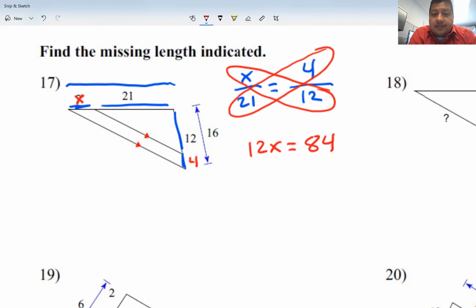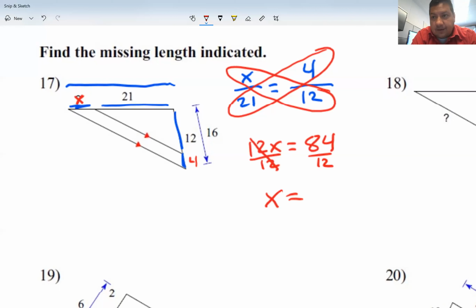To get the x by itself, I have 12x, technically 12 times x. The opposite of times is divide. Let me divide both sides by 12. So I cross out those 12s. Now I'm going to go x equals 84 divided by 12. Use a calculator if you need to. 84 divided by 12 is 7.